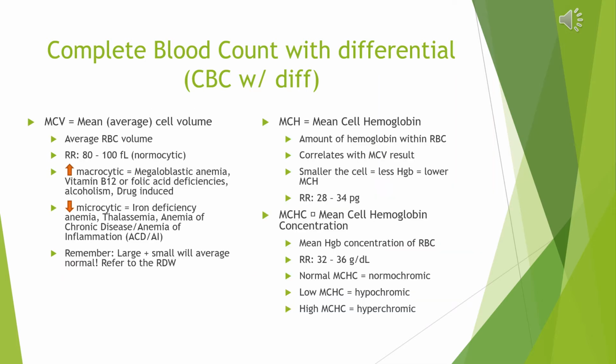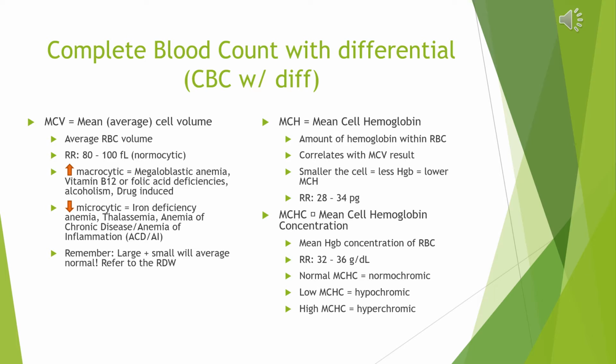The MCV is the mean cell volume. It's basically the average red blood cell volume, and you've got normocytic ranges you can see. Macrocytic MCV equates to possibly megaloblastic anemia, vitamin deficiency, alcoholism, or it can be drug-induced. Microcytic, or smaller cell volume, can indicate iron deficiency anemia, thalassemia, anemia of chronic disease, or anemia of inflammation.